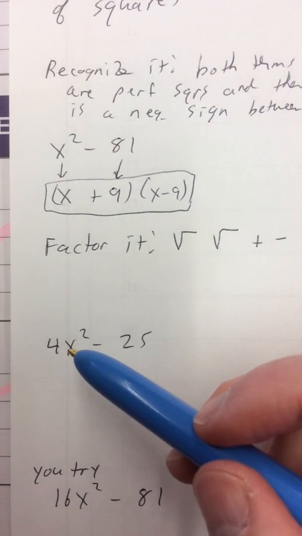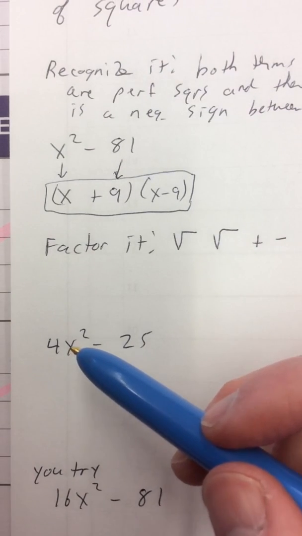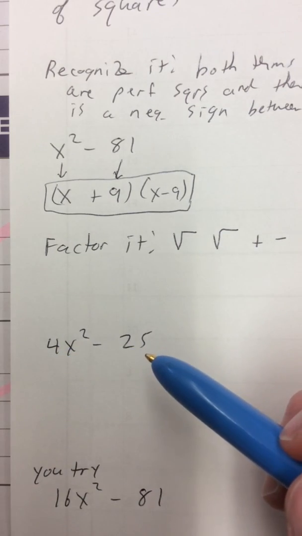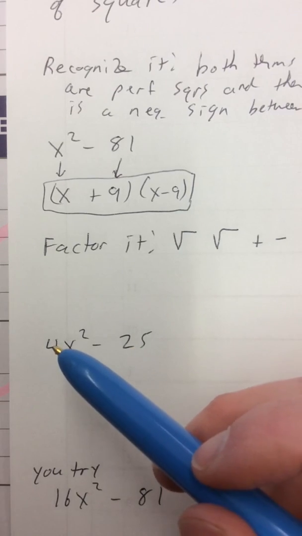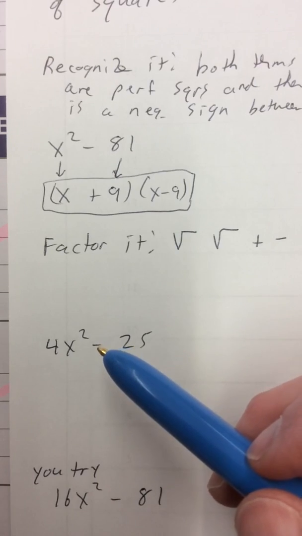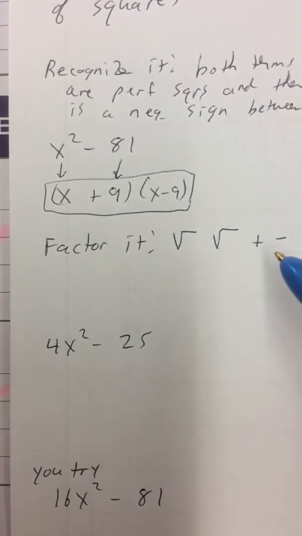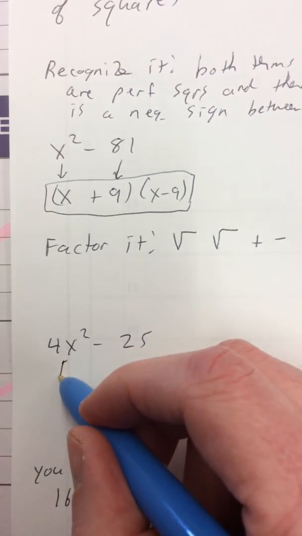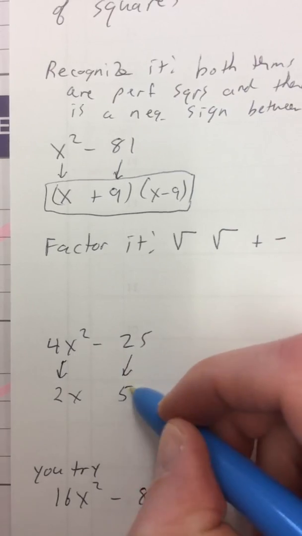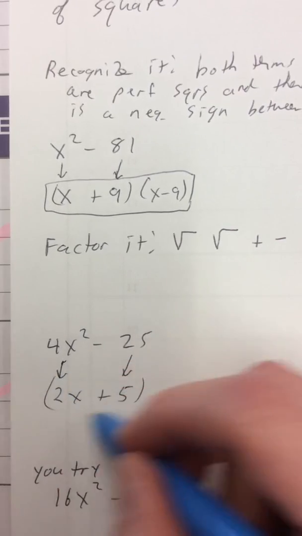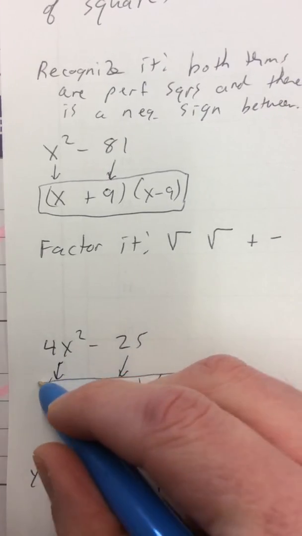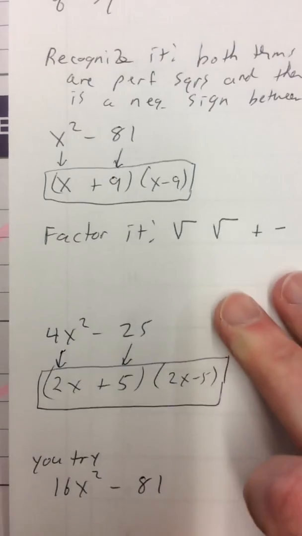So let's do another one. Not always is the first term just a variable squared. Sometimes there's a number in front of it. And again, we try to recognize whether this is the perfect difference of squares or not. 4 is a perfect square, x squared is a perfect square, 25 is a perfect square, separated by a minus sign. So it is, so we just apply root plus minus. We take the square root of 4x squared, which is 2x, take the square root of 25, which is just 5, put a plus, put a minus. And again, we're done. This is a very easy bit of factoring.